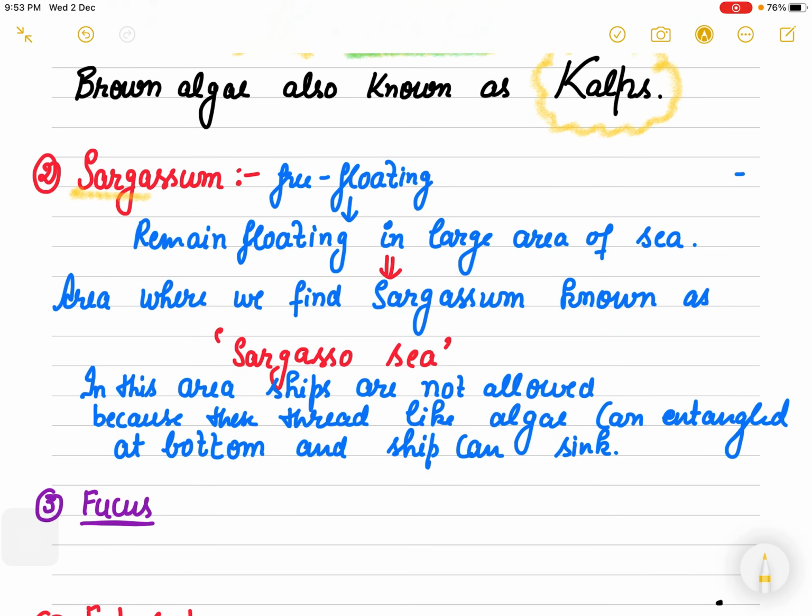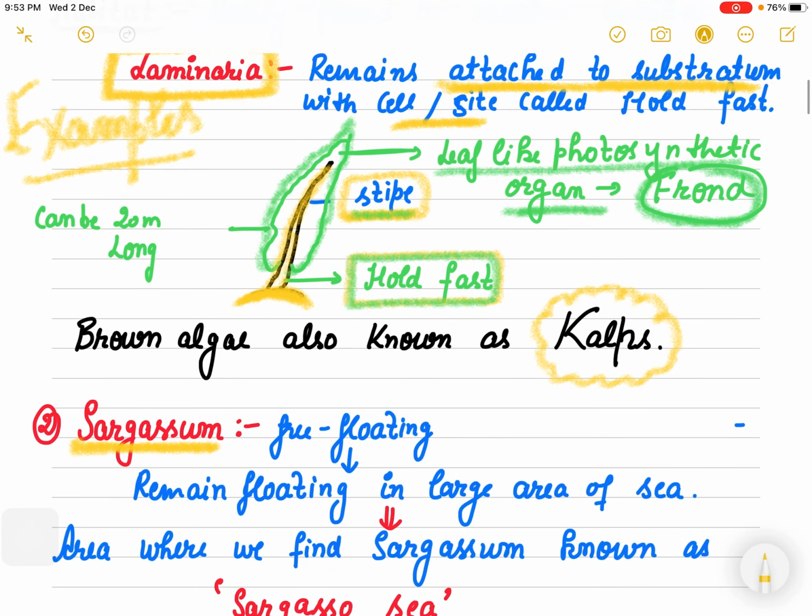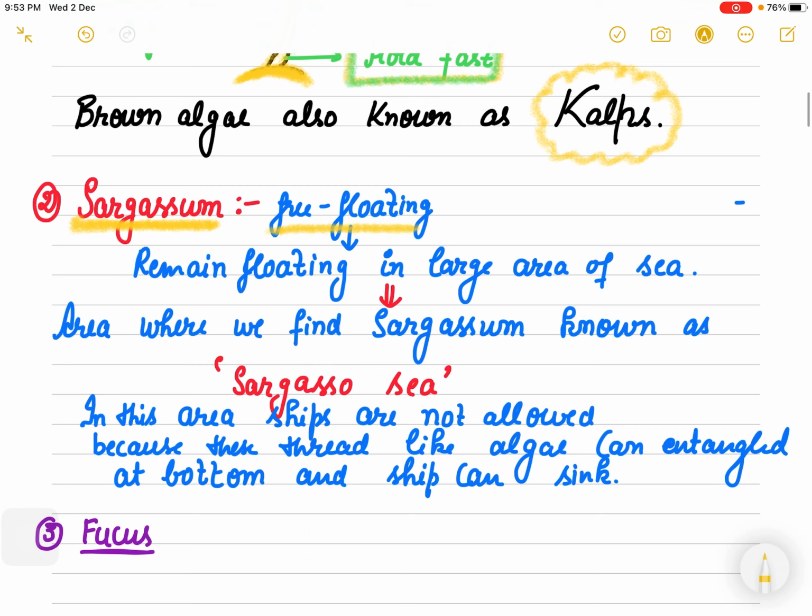The second example we have taken is Sargassum. Sargassum is not attached like Laminaria. It is free floating. You will see it floating over a large area of the sea. It can cover hectares, a very large area.